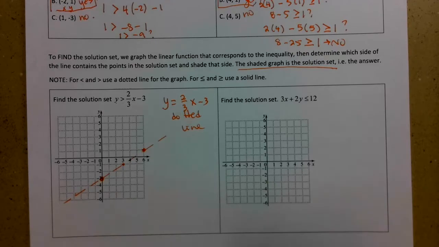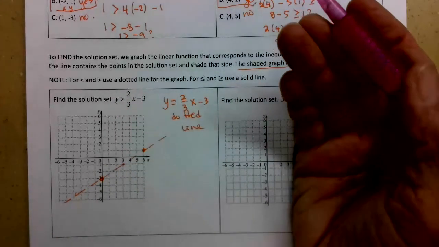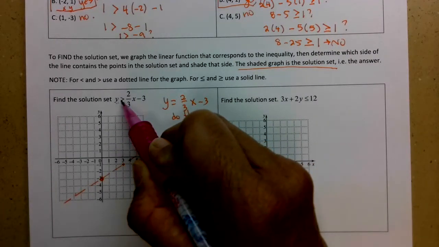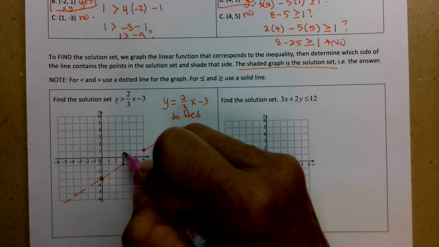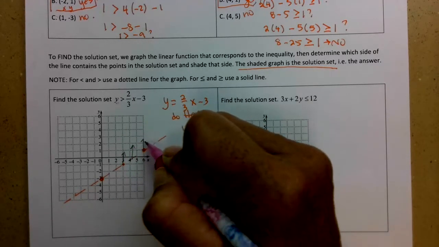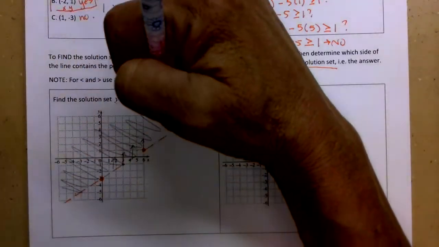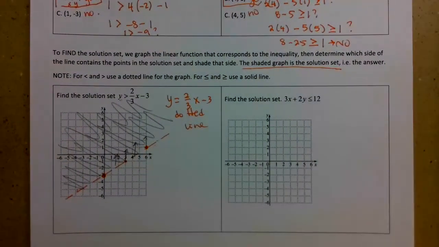So one, if you have the y by itself, you can just sort of reason your way through it. So you want the y's that are greater than this line. So the y's that are greater than that line are the ones that are above it. So we would actually shade above that line. That's where the solution set is.